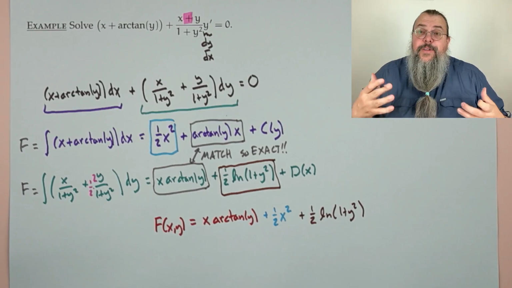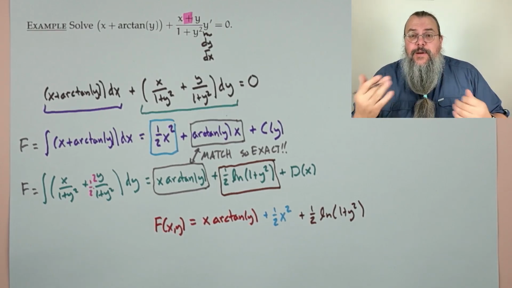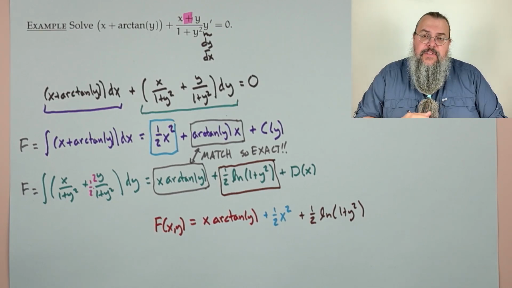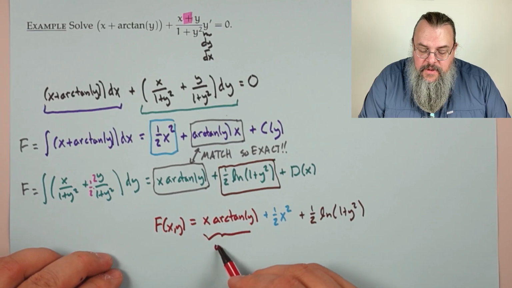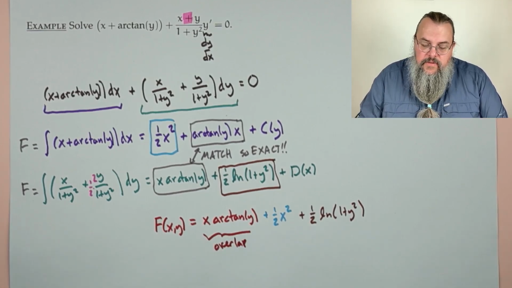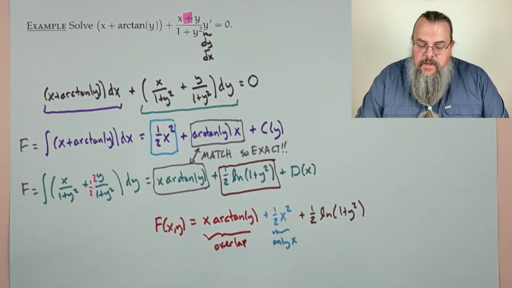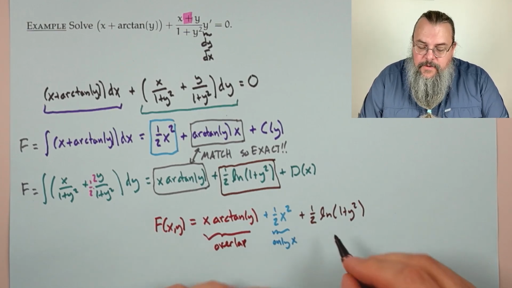And then you could say, well, is there anything else? Technically, there will be one more thing, which is an arbitrary constant number, but because of what we're going to do at the next step, we don't need to worry about it. So again, our three pieces: we have the overlap, we have the only x, and we have the only y. And those come together to form our function.